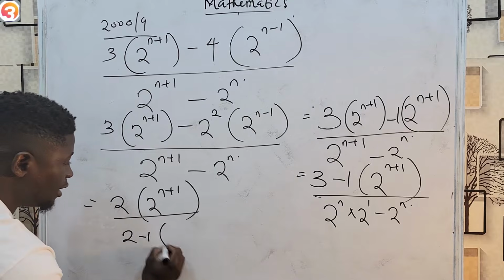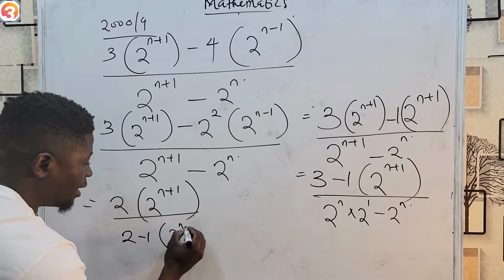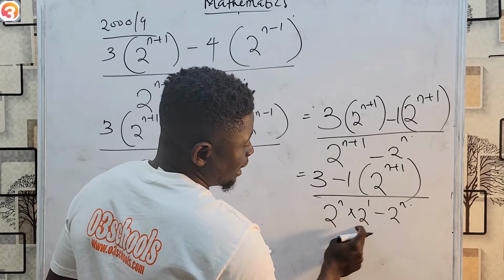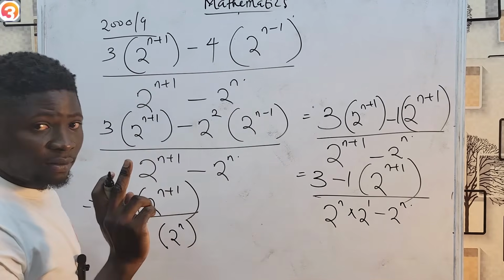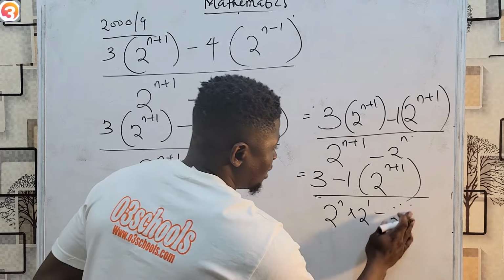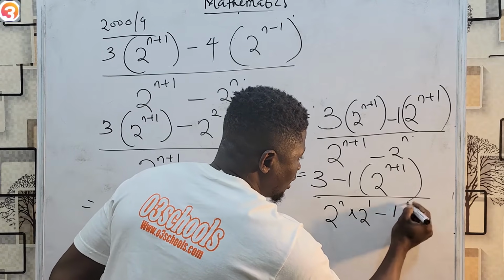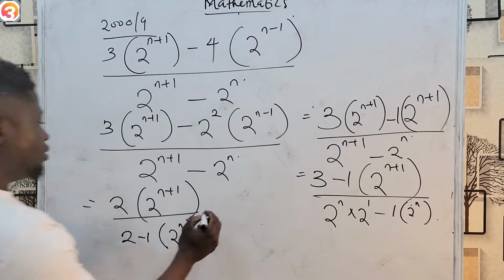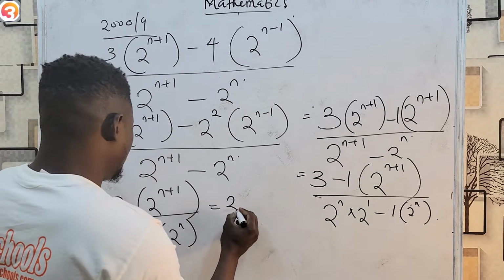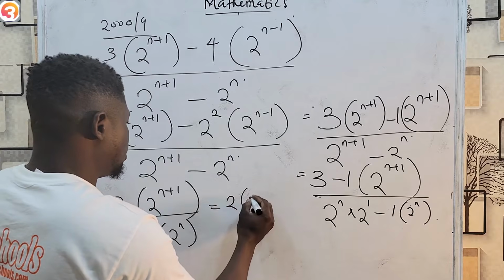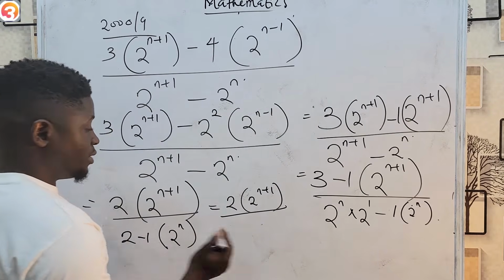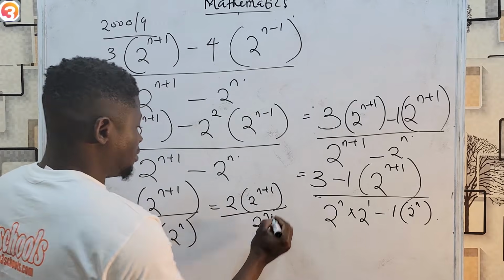So we can simply bring 2 minus 1 into bracket 2 raised to the power n, with this 2 here, then minus 1 times 2 raised to the power n. That's how we factorize this out. So what is left now is 2 raised to the power n plus 1, all over 2 minus 1, which is 1, times 2 raised to the power n.